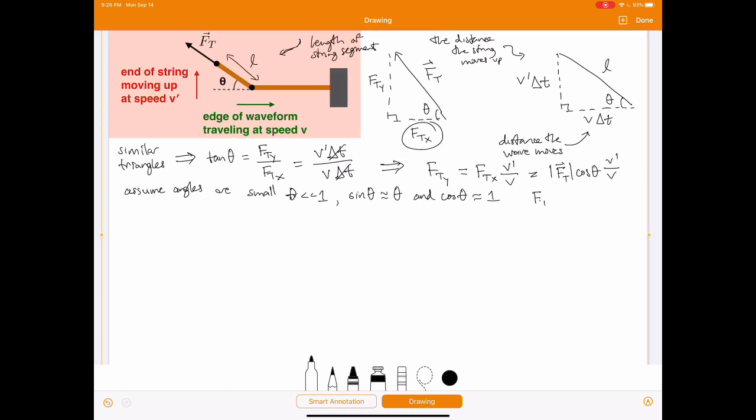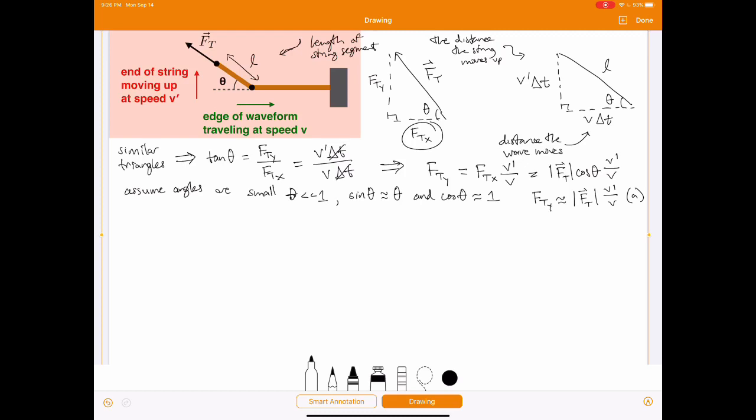from what we have above, we can say Fty is approximately equal to the magnitude of the tension force. Cosine of theta is about 1, so that's just v prime over v. So that's our first result. Let's call this result A.